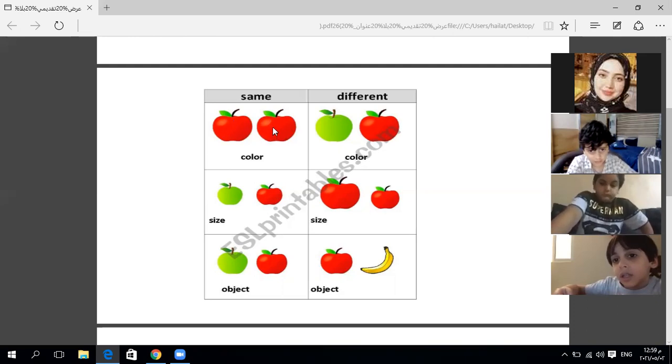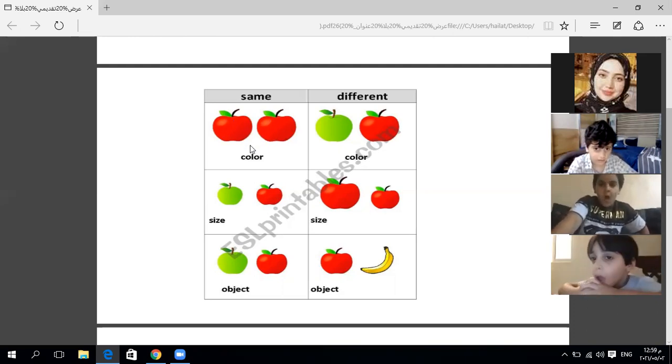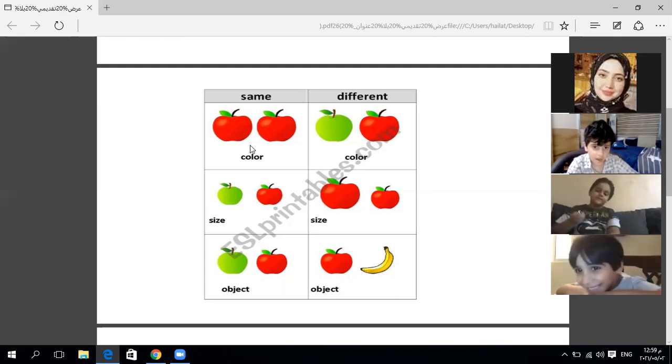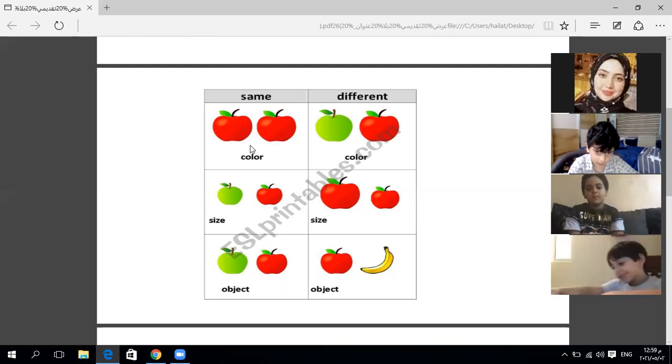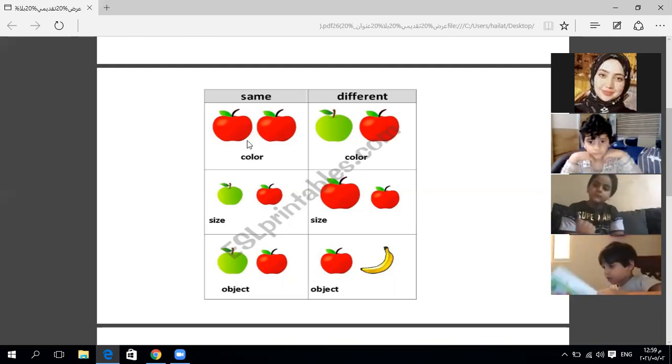So they are the same. Okay, if we're going to sort them by color, both of them are red. Okay, guys, both of them are red. The two apples here are red, so they are the same by color. So Amir, they are what? Same.